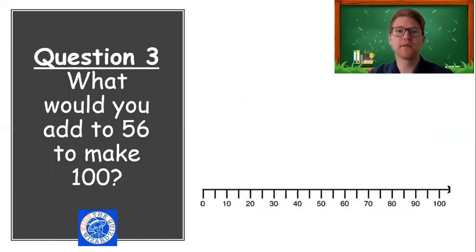Question 3. What would you add to 56 to make 100? There is a number line here because that might be a method that you choose to use. You might also have a mental method as well, and that's okay.